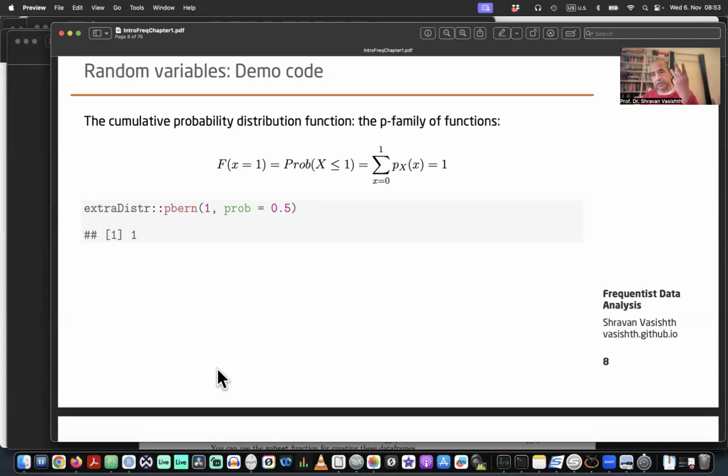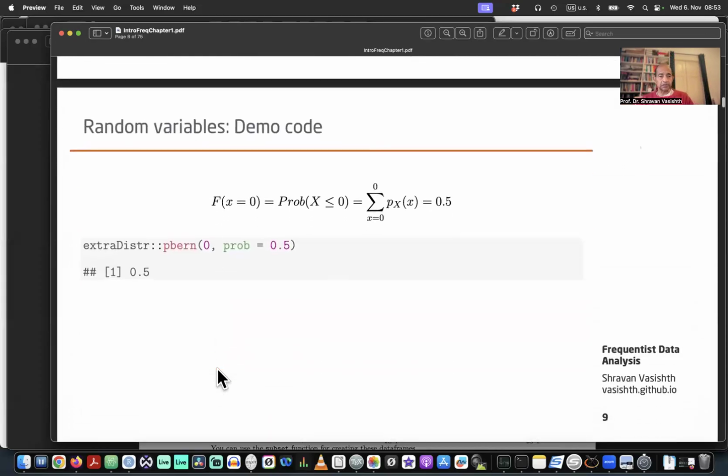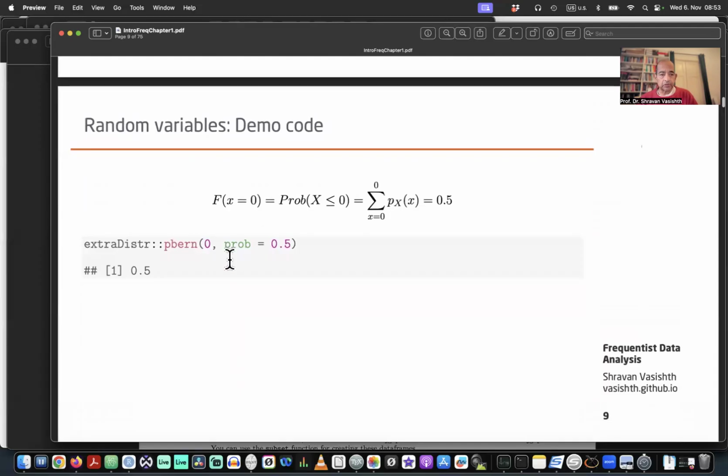So what I've shown you is three important functions: the rbern function for generating random data, the dbern function for computing the probability of every possible element in the support of X, and the pbern function for computing the cumulative probability of a value X or something less than that. Okay? So these are three important functions that we're going to use. So I could use the pbern function for the value 0. Now I'm asking what's the probability of observing 0 or something less than that?